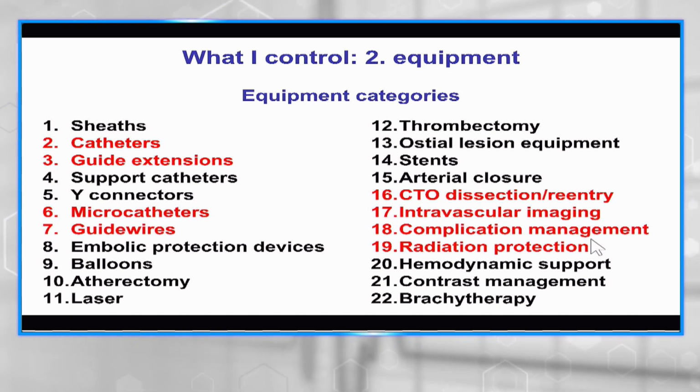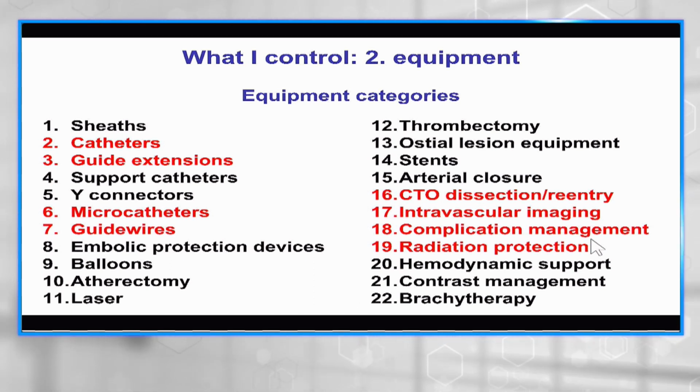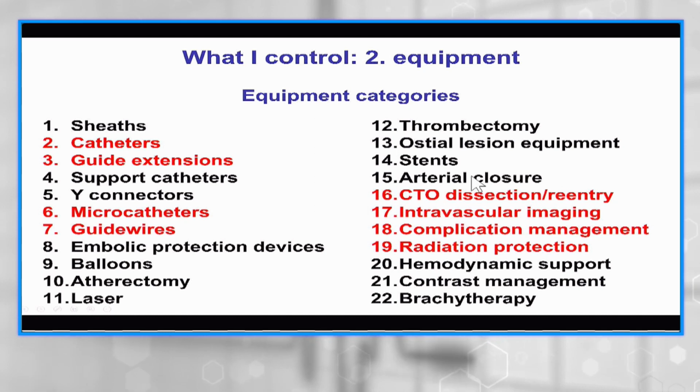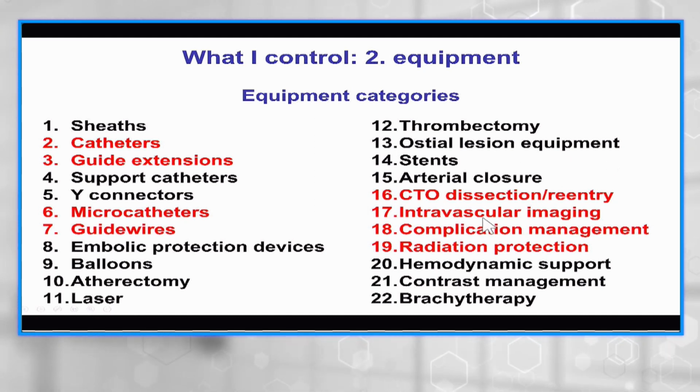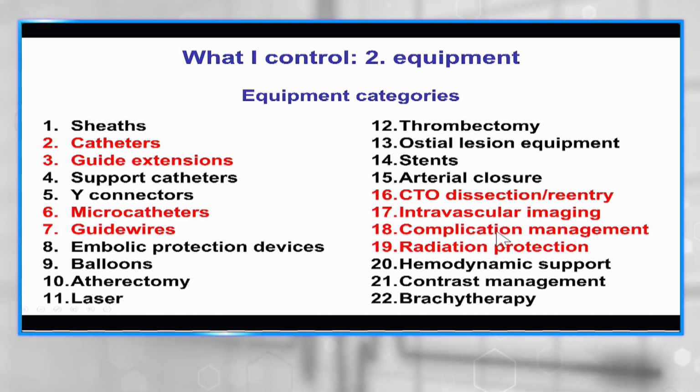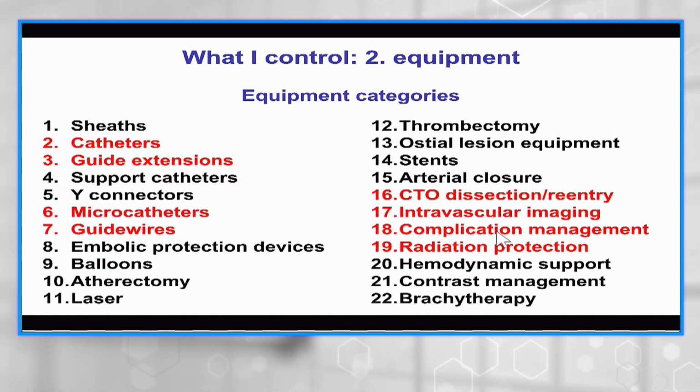So a lot of equipment is needed when we try to tackle complications. And that is why it is important to know this equipment before you actually need it. For example, the coils and the cover stents, it is important to know how to deliver them before the complication happens.